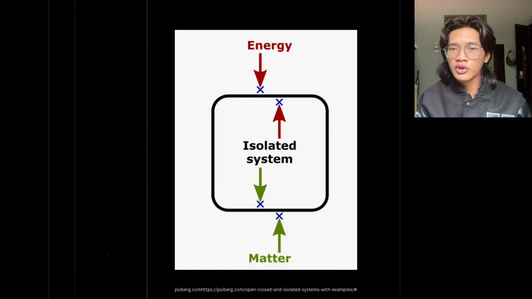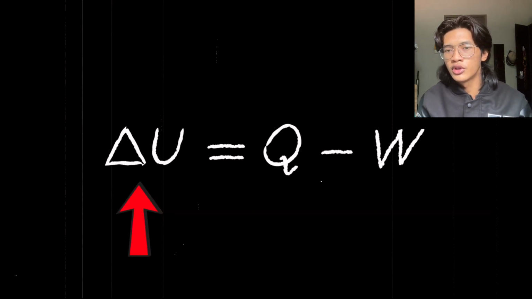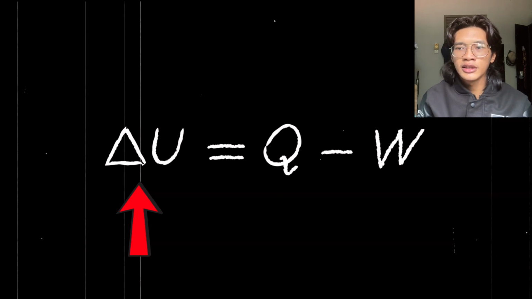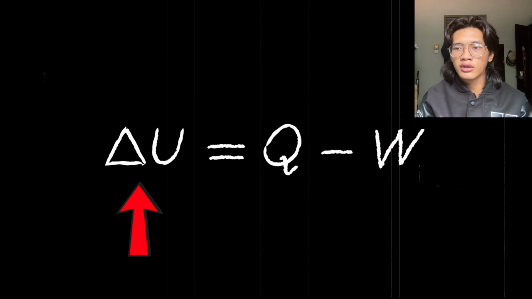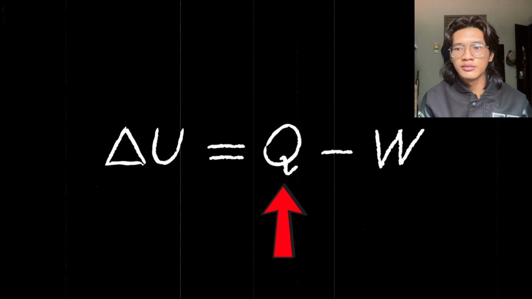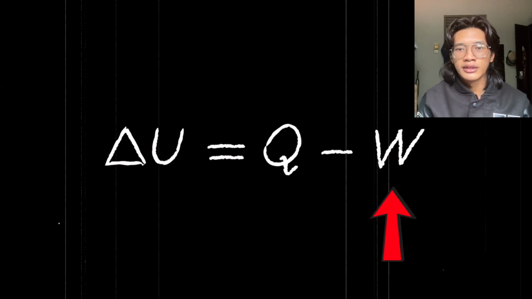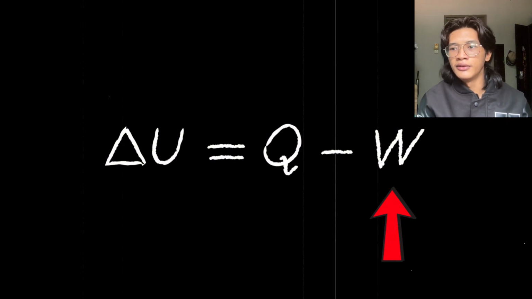The first law of thermodynamics states that delta U equals Q minus W, where delta U is the change in internal energy of the system, which in this case is the hot air inside the balloon. Q is the heat added to the system from the candle, and W is the work done by the system, which is the expansion of air and lift.